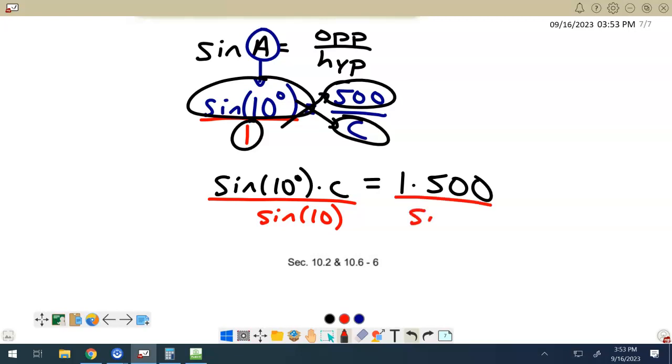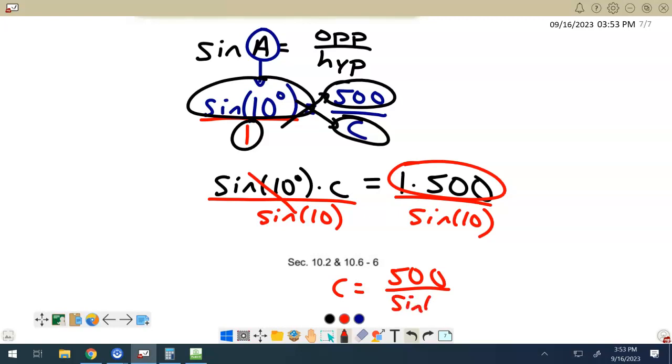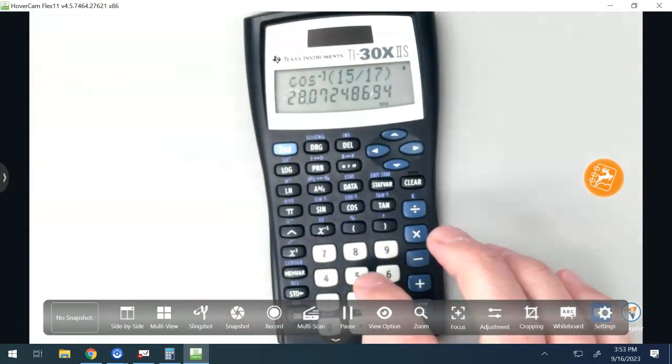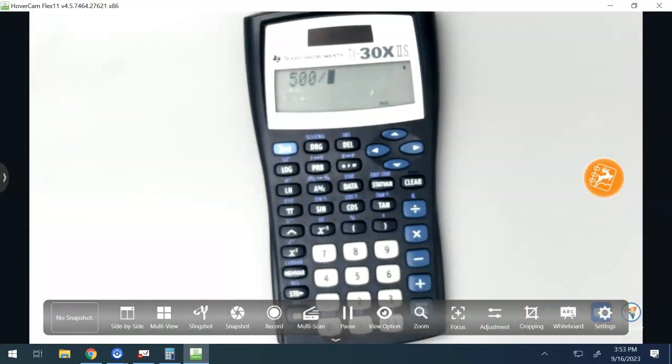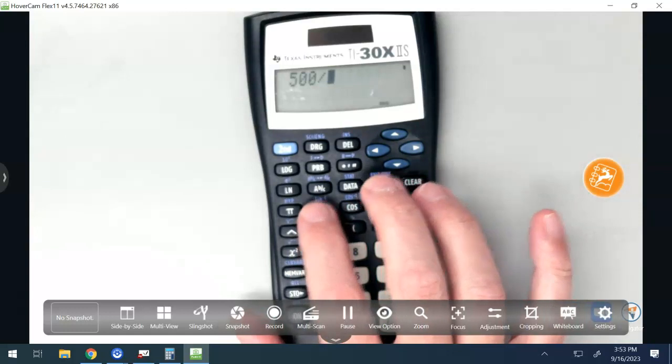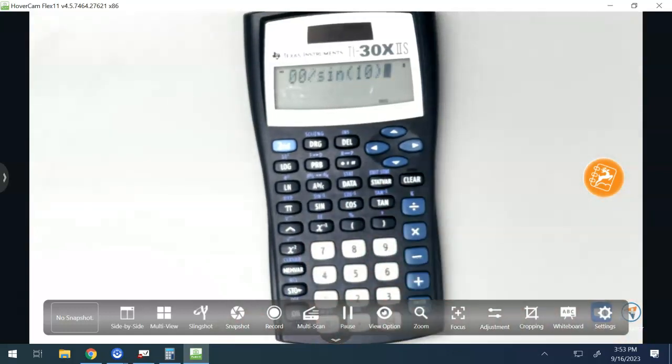Right? So we're going to have sine of 10 degrees. I just dropped the degree symbol, but that's going to cancel this out. So we have C equals 500, right? Because 1 times 500 is just 500 over the sine of 10 degrees. So that's what I want to plug into my calculator, and I'll find how far the plane has traveled at this point. So let me show you what that looks like in the calculator. So we'll have 500 divided by, not inverse sine, right? Just sine of 10 degrees.